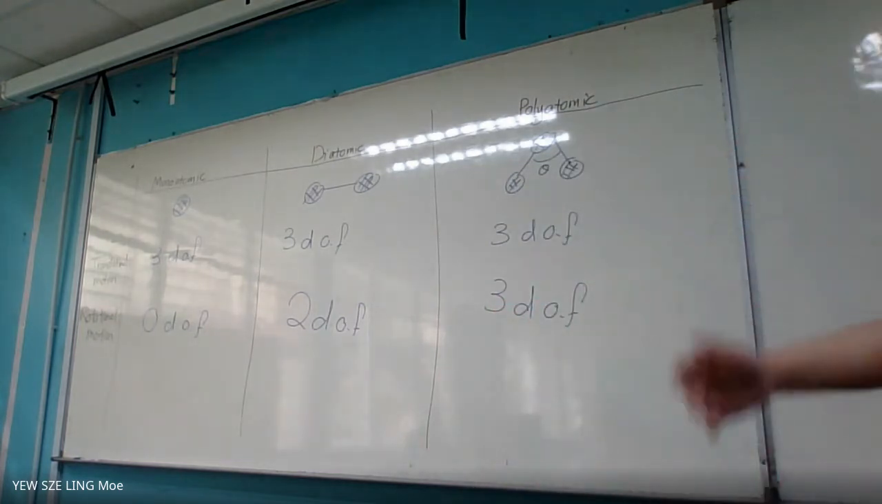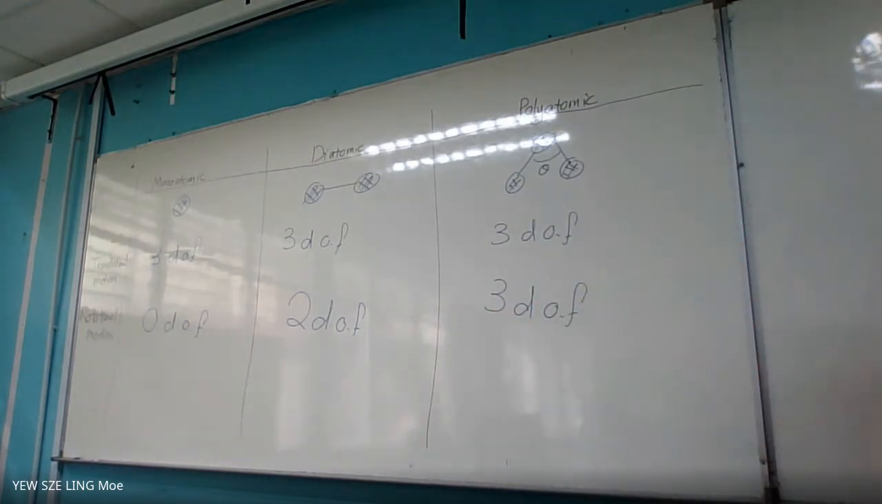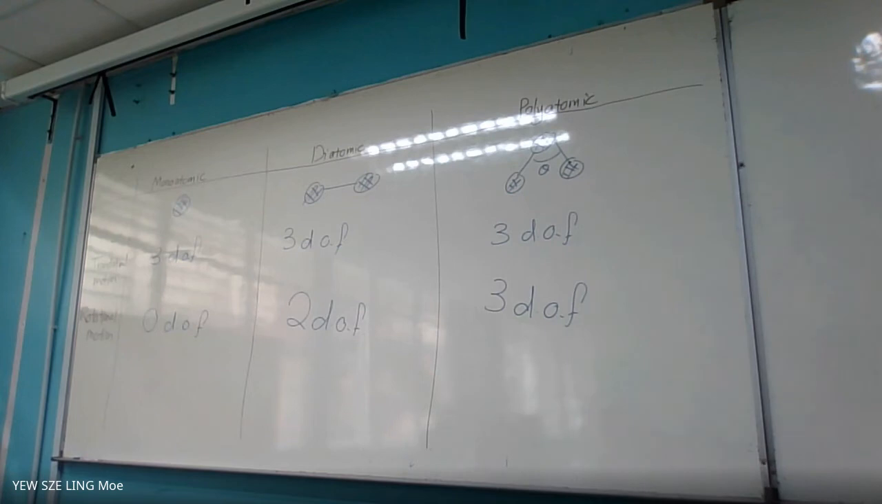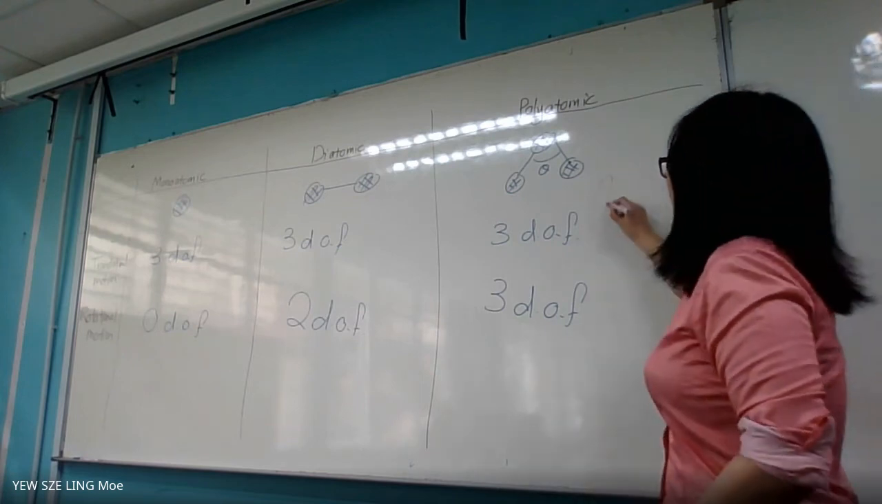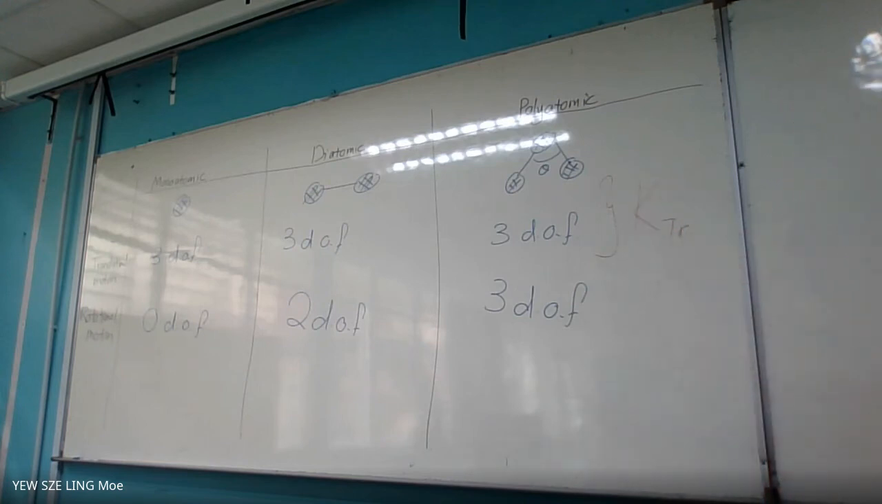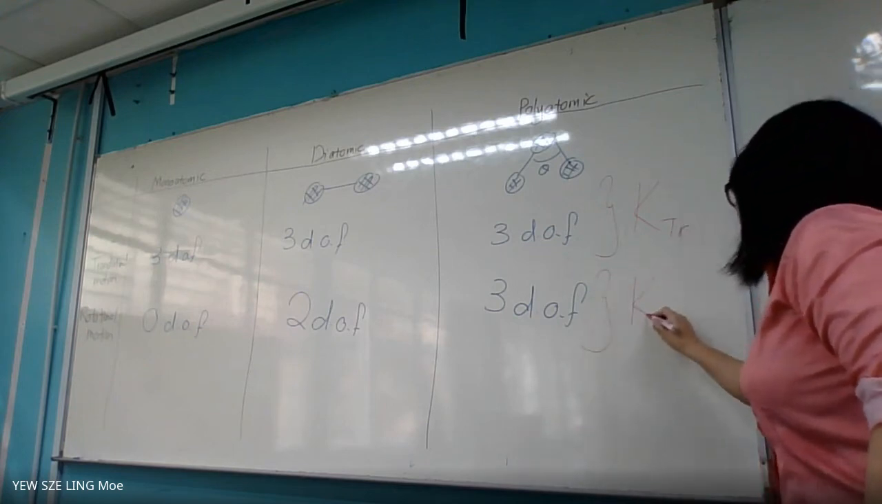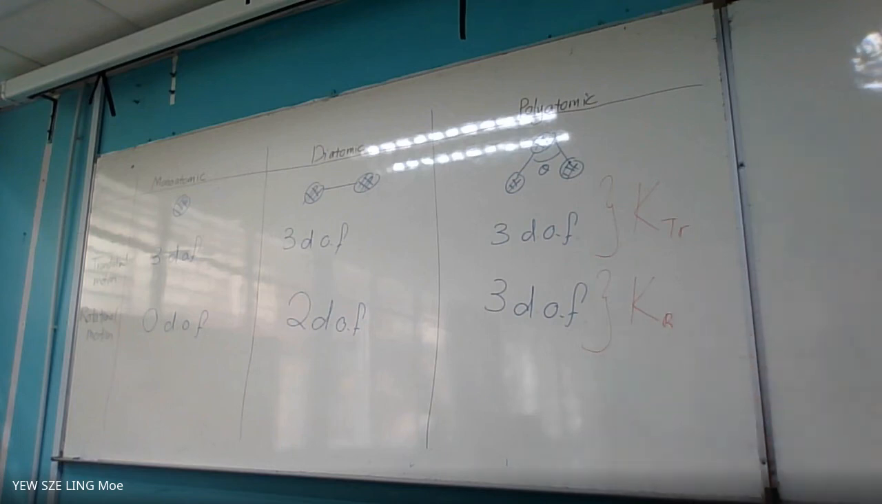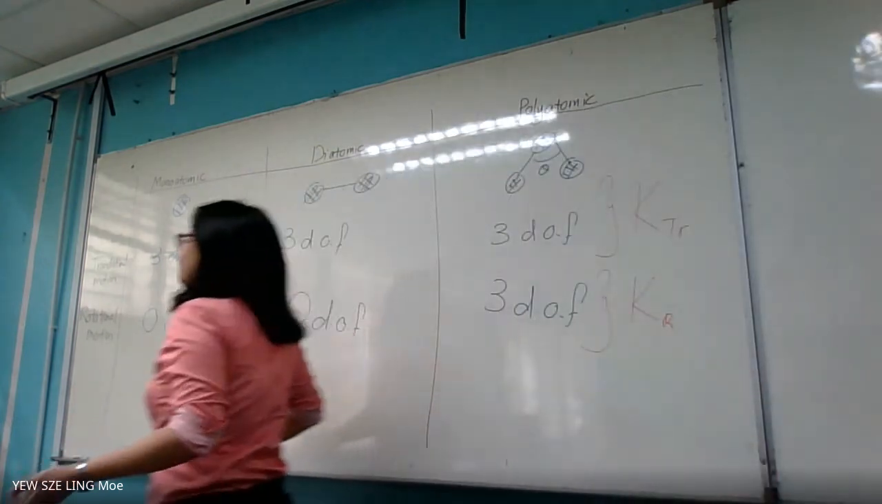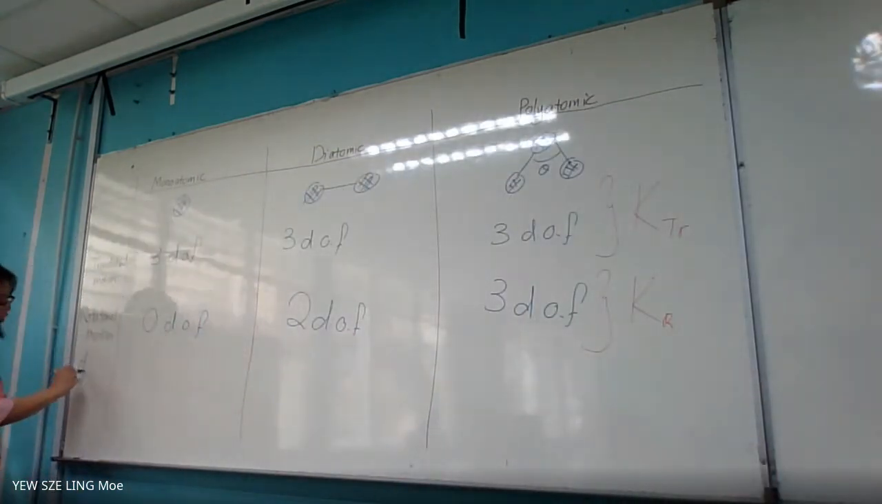So in our syllabus, we just have to know how to count the degrees of freedom in translational motion and how to count the degrees of freedom in rotational motion. Why? Because translational motion we use to calculate translational kinetic energy, whereas rotational motion we use to calculate rotational kinetic energy. So there are 2 different types of energy. And when you combine these 2 degrees of freedom together, the books will just call it total degree of freedom.